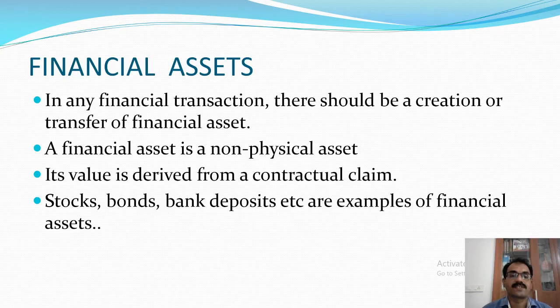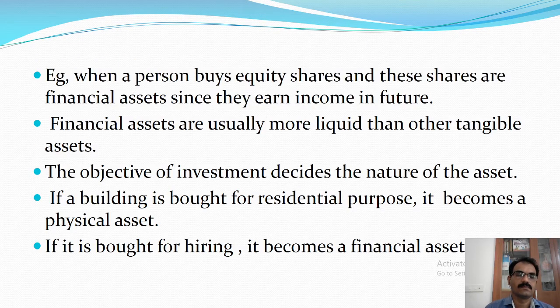For example, stocks, bonds, and bank deposits are all examples of financial assets. So, a financial asset's value is derived from a contractual claim, and it is a non-physical asset. For example, when a person buys equity shares, these shares are a financial asset. Why? Because they earn income in future by way of dividend or capital appreciation. Financial assets are usually more liquid than other tangible assets. Take equity shares: they are more liquid than tangible assets like buildings, land, etc.